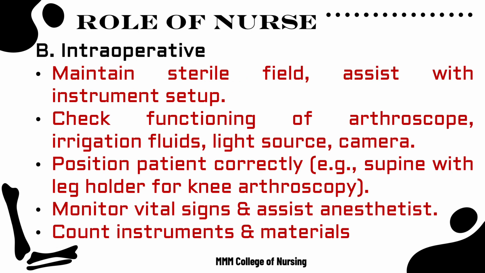In the intraoperative period, the circulating and the scrub nurse come into play. Here, they have to ensure that the scrub nurse maintains the sterile field, assists with the instrument setup, and checks the functioning of the arthroscope, irrigation fluids, light source, and camera. The circulating nurse has to see that the patient is positioned correctly, for example supine with leg holder for knee arthroscopy, monitor the vital signs and assist the anesthetist, and count instruments and materials.